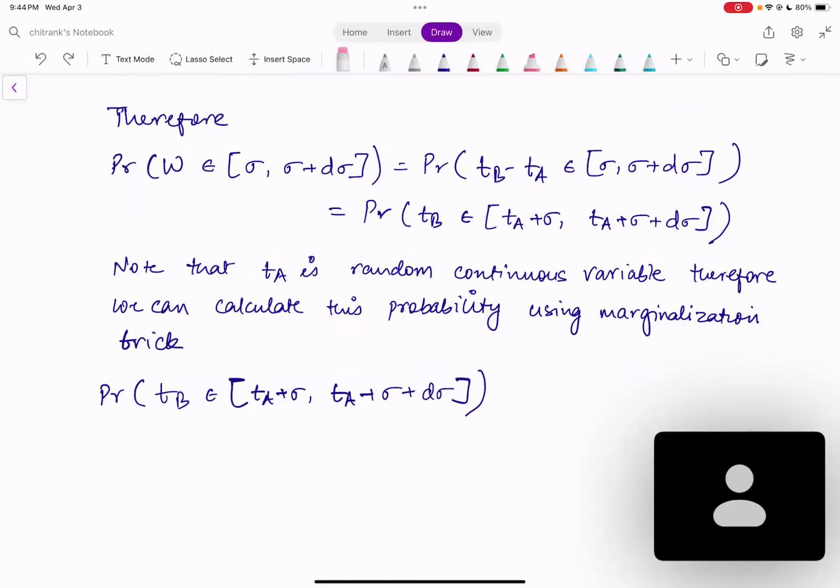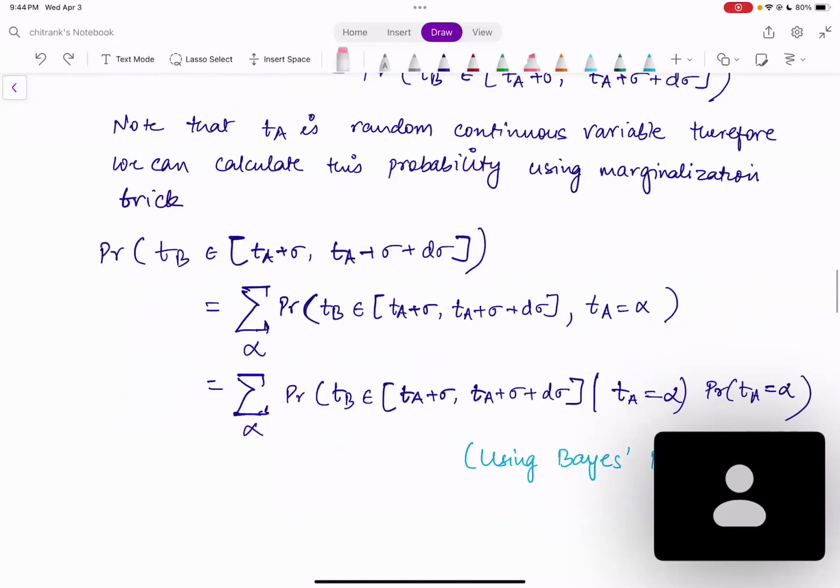So the probability that TB lies between TA plus sigma and TA plus sigma plus D sigma can be given as this. Observe that in the first step I introduced another variable. This random variable TA is already there, but I introduced it explicitly in the probability term via a comma sign, which indicates joint probability. So here I'm evaluating the joint probability between your original event and this new event, that TA is alpha. The reason we do this is so that we can then marginalize out the other variable that we just introduced. This is the marginalization trick that I was talking about.